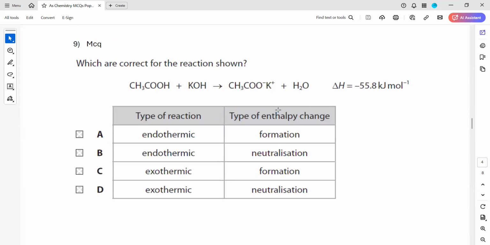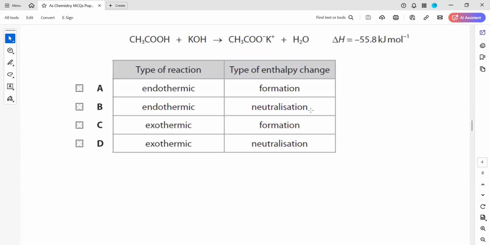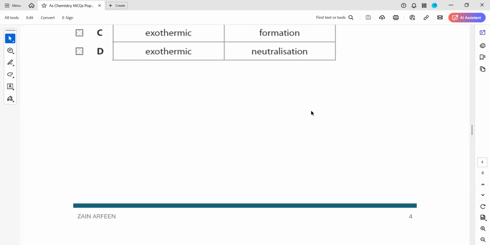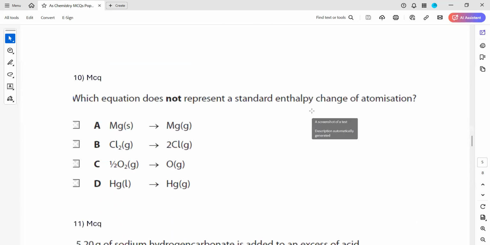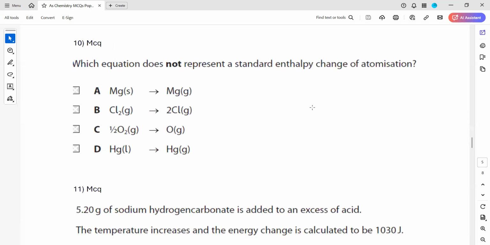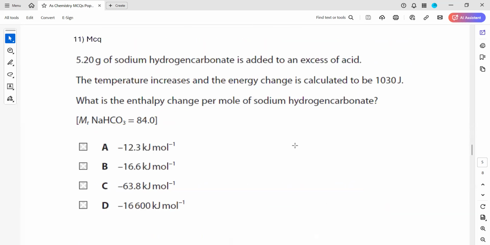Question 9, any doubt? Question 10. Question 11. How in question 10 is option C standard?